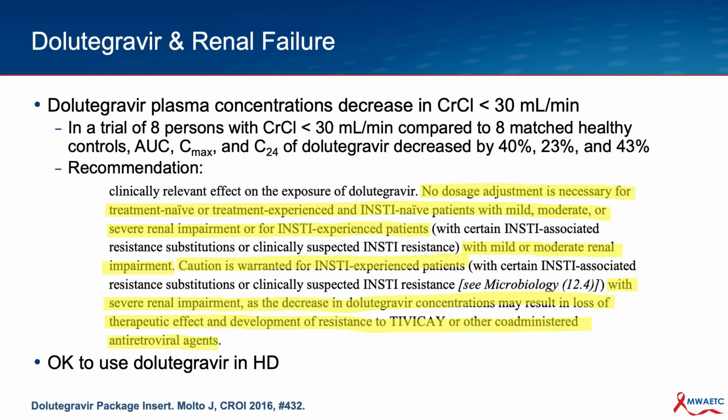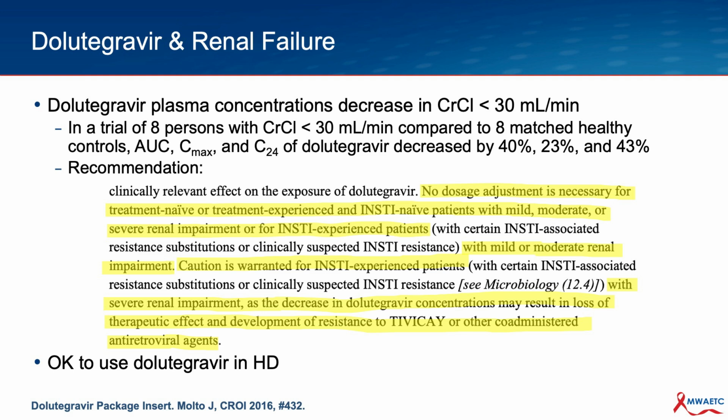Dolutegravir and renal failure. This is tricky, I think. Dolutegravir plasma concentrations decrease if there's a creatinine clearance less than 30. And so in a trial of 8 persons with creatinine clearance less than 30 compared to 8 matched healthy controls, the AUC, Cmax, and C24 of dolutegravir decreased by 40%, 23%, and 43%. Now, I think the AUC decreased by 40% seems like a lot, but in the package insert, there's no dose adjustment that is necessary. And I've kind of highlighted what they say.